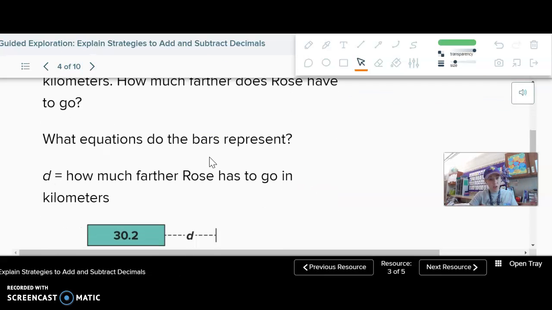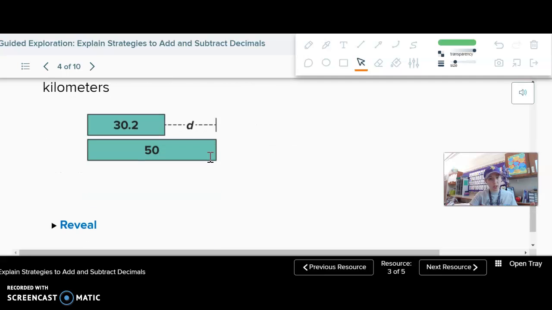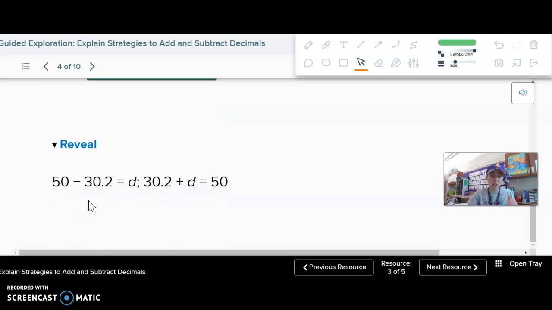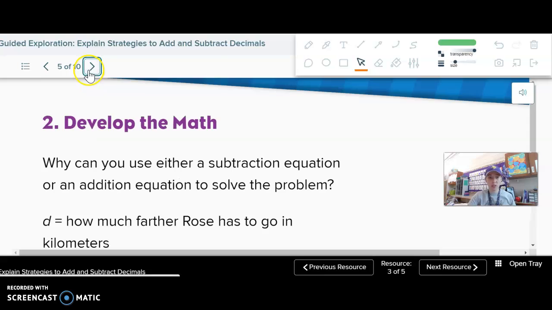So what equations do the bars represent? Well, we could either say the total minus what she's done to find what's left, because if I ever know the total and I know part, I can use subtraction to find the missing part. Or I can say 30.2 plus what we don't know will equal 50. So either I can think about it as subtraction or I can think about it as addition. Either way represents the situation. Taking away what she's done or thinking about adding on what she has left.